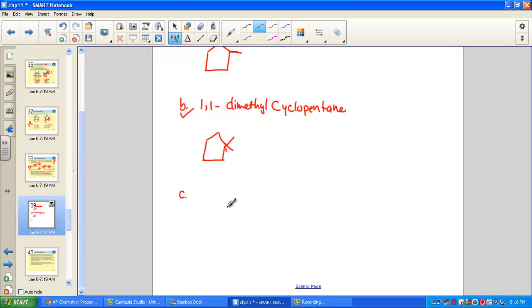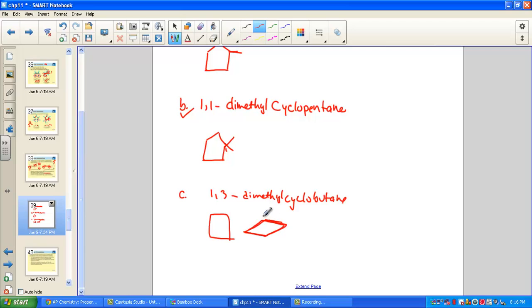How about 1,3 dimethyl cyclobutane? Cyclobutane, four-membered ring. But now if I think about a better way, just kind of geometrically, and if you had built this, you would notice that you end up with more of a structure that's at an angle, kind of like this. It doesn't end up more as a box. I can kind of twist that and see more of it as a triangle.